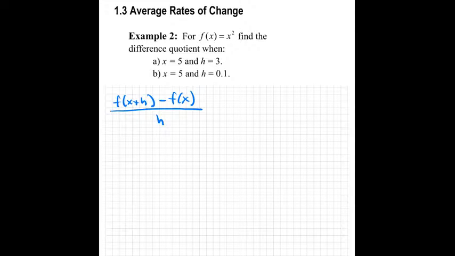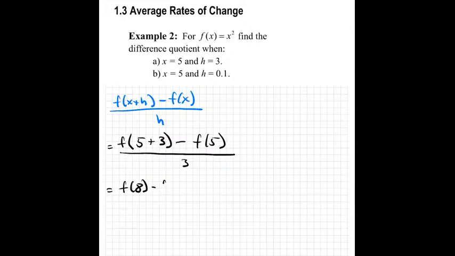Oh, this one is different because they actually gave us values. Okay, this one's actually a little bit easier. I'm just going to plug in. So this is going to be f of, let's see, x is 5 and h is 3. Okay, well, let's go with it and see what happens. So that's going to be f of 8 minus f of 5 over 3. So 8 squared is going to be 64 minus 25 over 3. So 39 over 3.